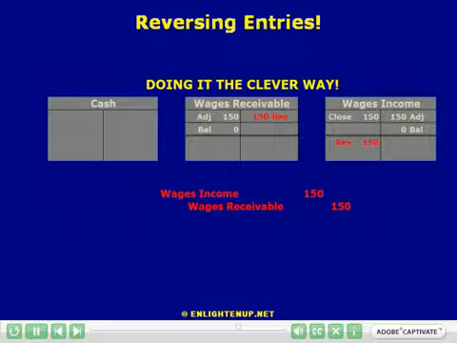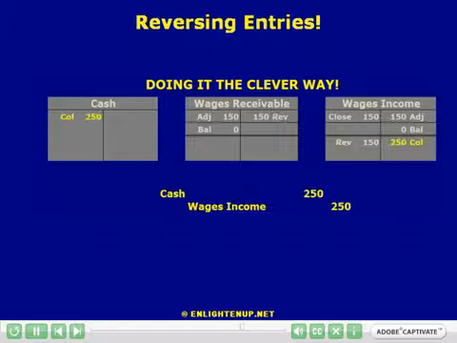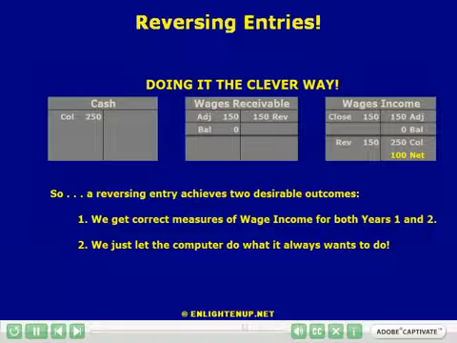Here comes the reversing entry. Debit wages income, credit wages receivable. Very strange looking entry. On Friday, we do what we always do. Debit cash, credit wages income, $250. Almost as if by magic, we're left with the debit to cash of $250. The wages receivable has been wiped out, and we have wages income for year 2, $100. We get a correct measure of wage income for both years 1 and 2, and our computer got to do what it always wanted to do.